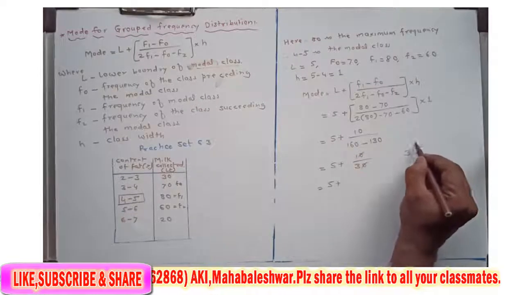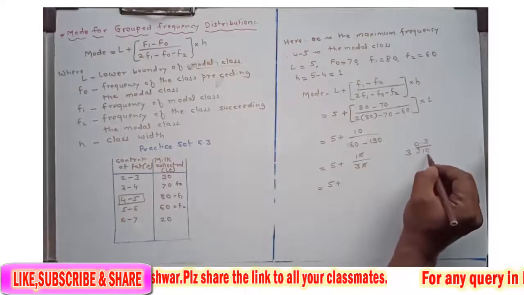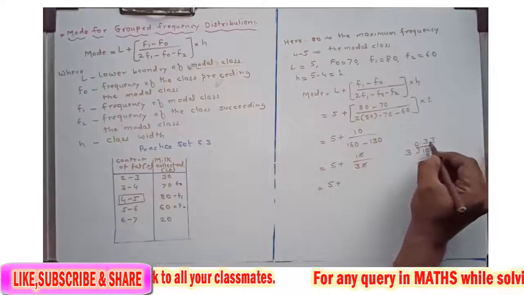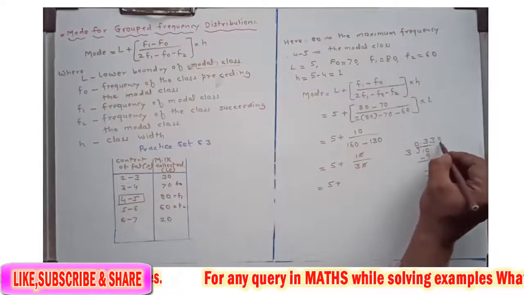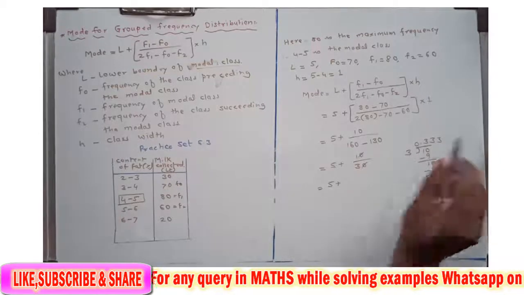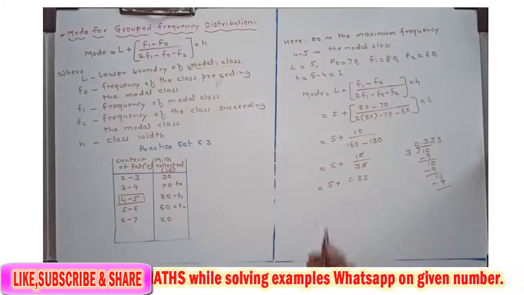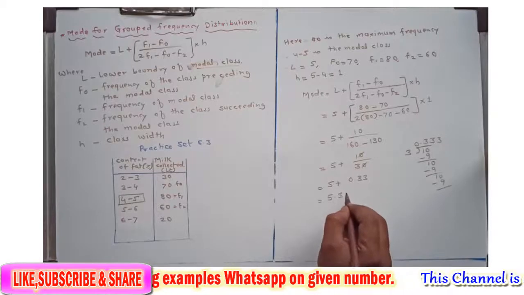It is not possible. Take 0.0 and add 1 0 here. Then 3 3s are 9. Okay, again 1 is left, add 1 0. 3 3s are 9. Again 1 is left, add 1 0. 3 3s are 9. Okay, recurring is there, so you'll get 0.33 up to 2 decimal places only. You will get answer as 5.33.